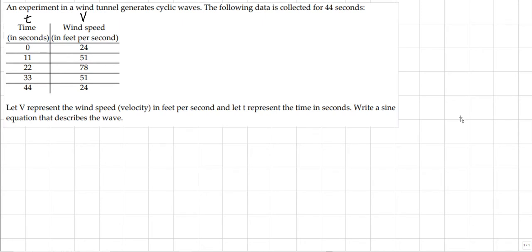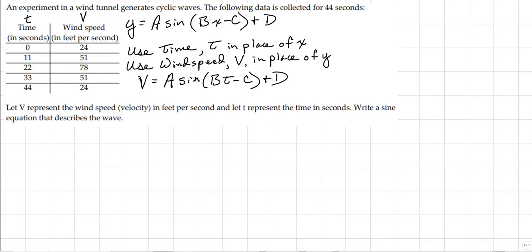So we're going to use the following template. Y equals A sine of Bx minus C plus D. And what we want to do is use time, or t, in place of x, and use wind speed, or v, in place of y, and get the following form. So v equals A sine of Bt minus C plus D.